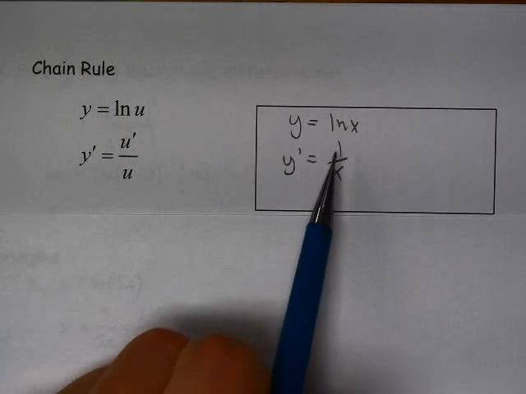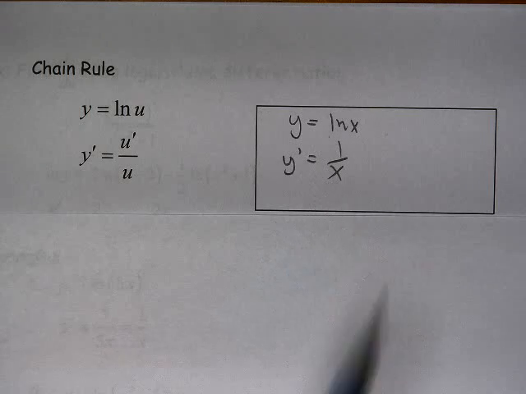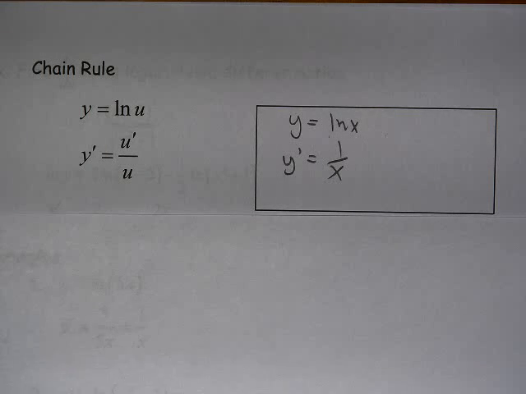Okay, so we have this definition of the derivative. If y equals natural log of x, then y prime is 1 over x. And just like any other function, we're going to apply the chain rule to that when we take the derivative of the natural log of some function of x.